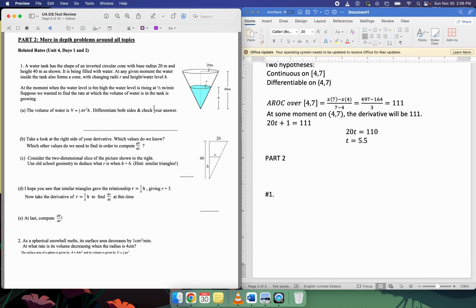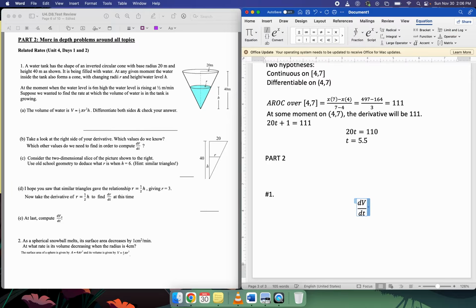Suppose you wanted to find the rate at which the volume of the water in the tank is growing. First of all, they want us to find the derivative of the volume function. You have to use the product rule because r is a function and h is a function. So I think we get 2/3 pi r times dr/dt times h left alone, plus 1/3 pi r squared dh/dt. So that's our derivative formula.